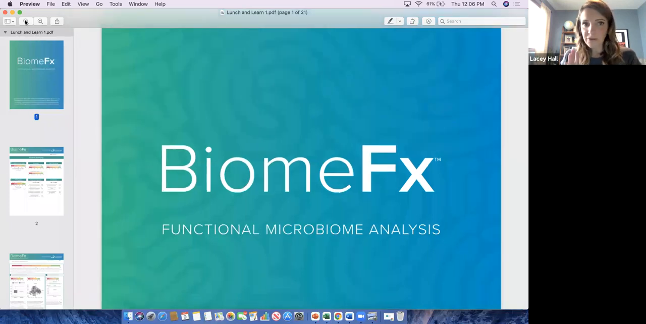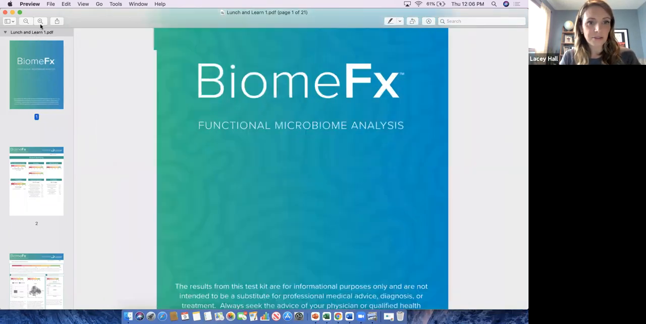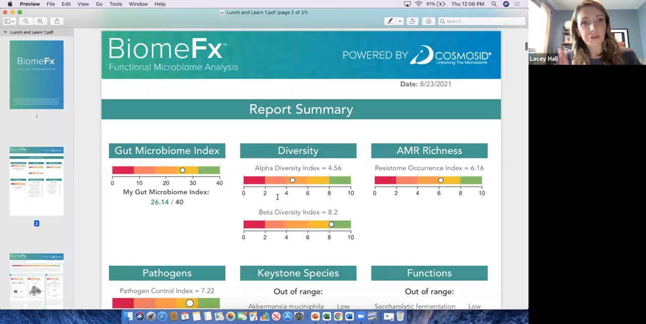Feel free to let me know if the text is too small, if I need to zoom in or zoom out. I'm happy to adjust. All right, so the BiomeFx report is 20 pages long. It actually may be longer at this point, 21. So we will walk through each page, but I will hone in and focus on different areas more than others that are relevant to this report. If you do want more information about certain sections that I'm not digging deep into, we do have additional resources.